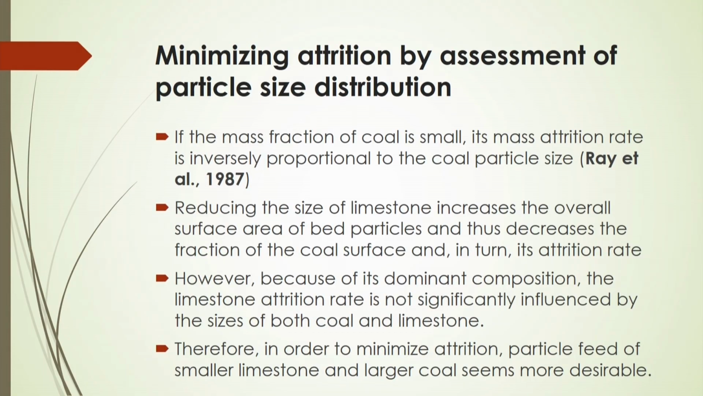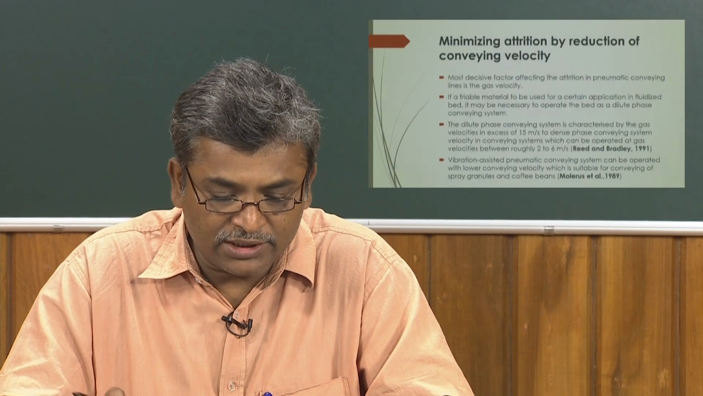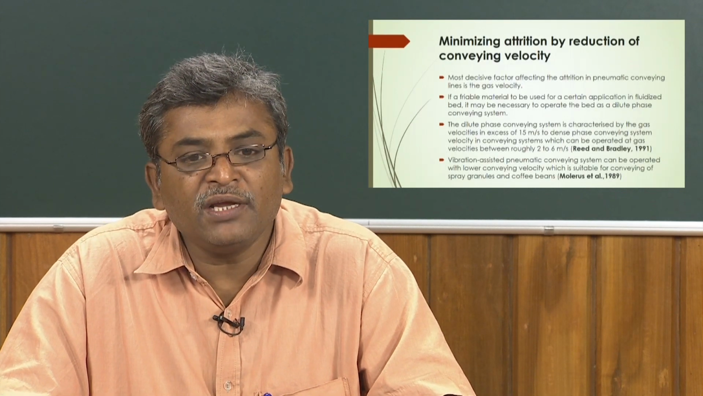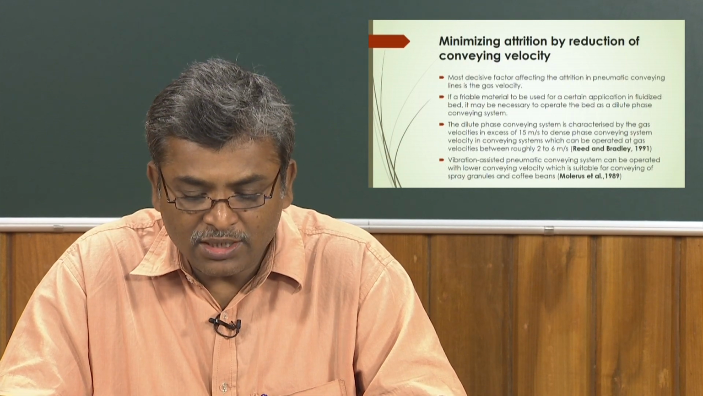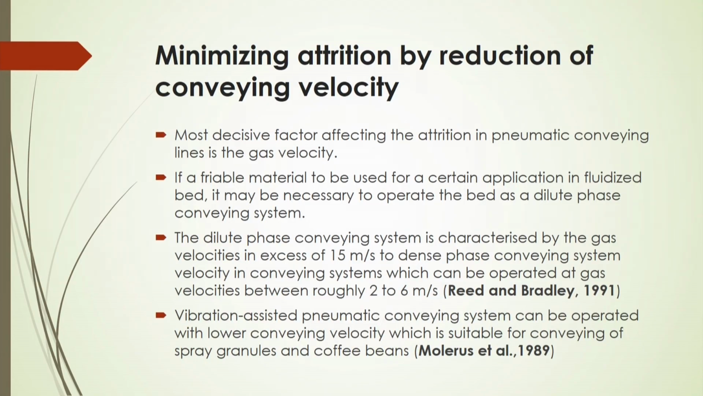However, the dominant composition may significantly influence the attrition rate, and therefore, in order to minimize the attrition, a particle mix of smaller limestone and larger coal seems to be more desirable in that case. And if you reduce the conveying velocity, the attrition rate should be less. The most decisive factor affecting the attrition in pneumatic conveying lines is the gas velocity.